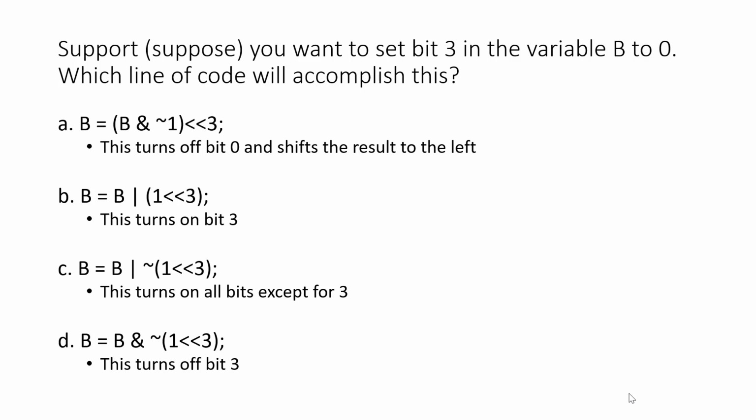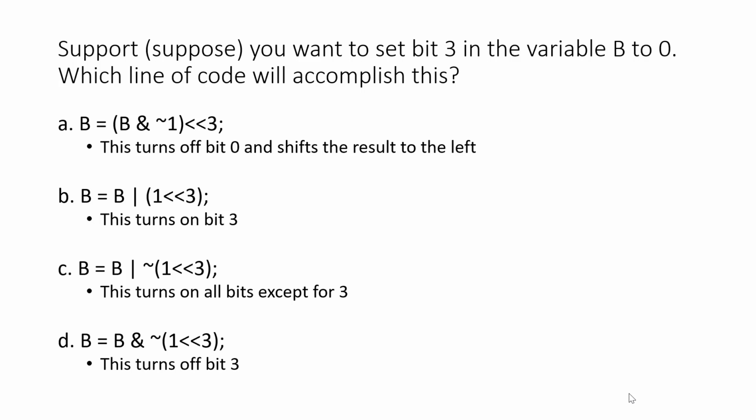This first one turns off bit 0. Why does it do that? Because b and complement 1, tilde 1, bitwise complement 1. So tilde 1 is going to create all 1s and a 0 on the right side, in bit position 0. So this bit mask just turns off bit 0 in b and leaves it otherwise unchanged. And then we shift that result 3 bits to the left. So that doesn't even remotely accomplish what we're trying to do. So that's not the right answer.